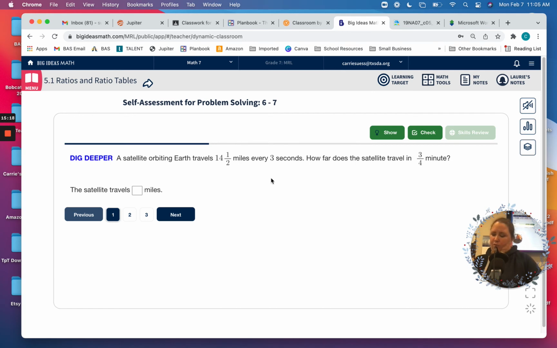So if I have 14 and a half and I divide it by 3 seconds, that's going to tell me how fast it's going per 1 second, right? Then I just multiply that times how many seconds are in a minute? 60. So then that will tell me how many miles it went in a minute, but how much do I really want it to be? 3/4. So then I times that by 3/4.